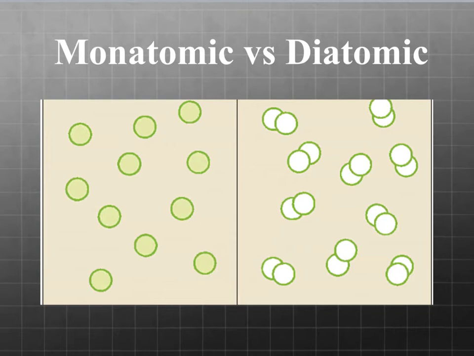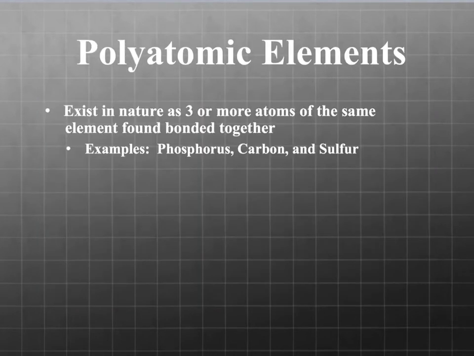So here is a picture showing monatomic versus diatomic elements. So here are the monatomics: individual little atoms floating around or existing in nature just by themselves. Diatomics, they like to be partnered up. They have to have a friend with them, a buddy with them. And they pair up with the ones that are similar to themselves. So a hydrogen is going to pair up with another hydrogen. Chlorine pairs up with another chlorine. A polyatomic element exists in nature as 3 or more atoms of the same element bonded together. Okay, so phosphorus bonded with other phosphorus, carbon, and so on.